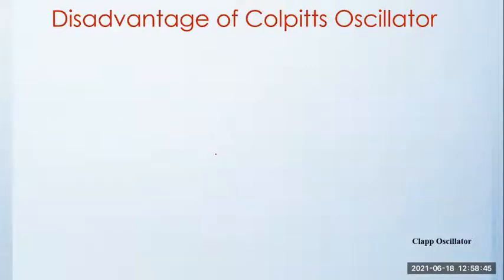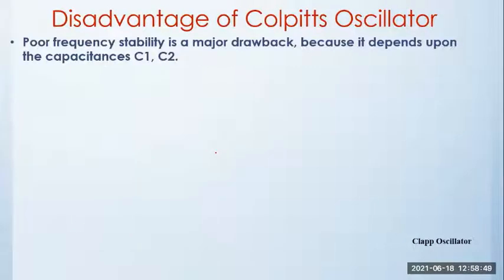Next, we'll move on to what is a major disadvantage of these LC oscillators, especially the Colpitts oscillator. Poor frequency stability is a major drawback. What do you mean by frequency stability? Can somebody tell me? What do you mean by frequency stability?